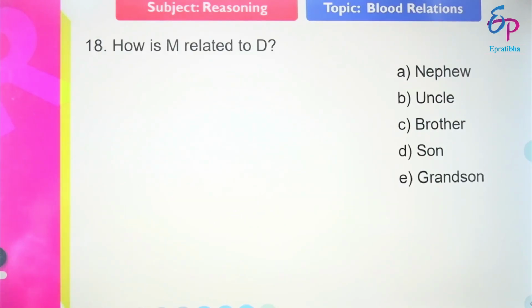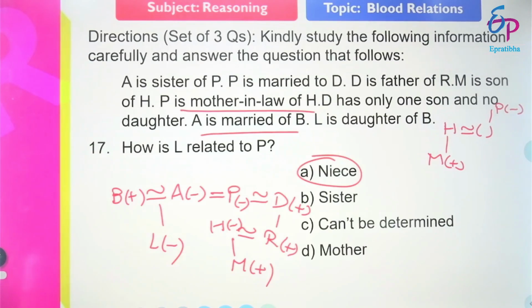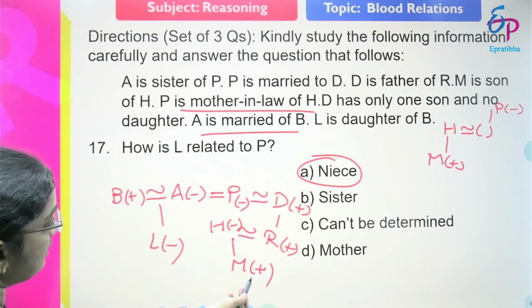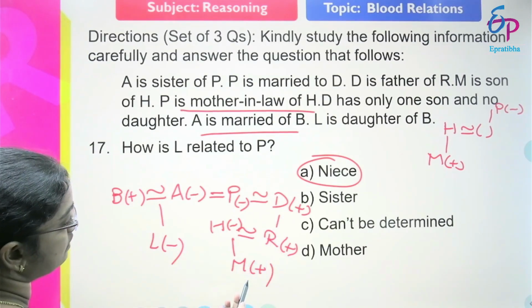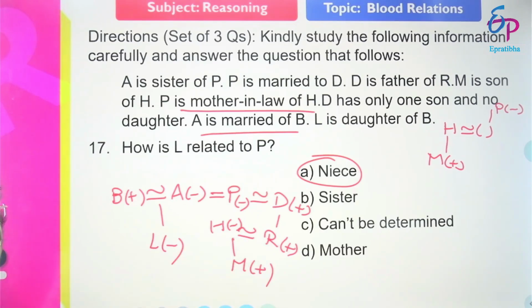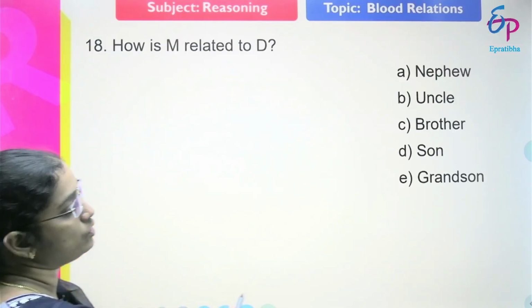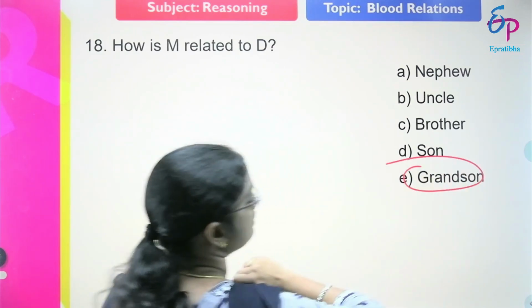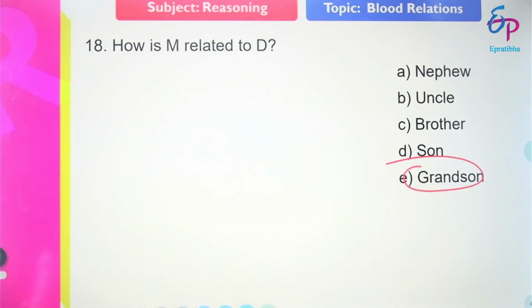How is M related to D? Okay, how is M related to D, friends? M is a grandson of D, right? So M is grandson, okay. Yes, here we are having that answer, grandson, right? Then move to next question.